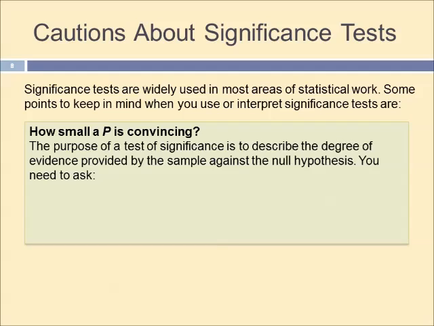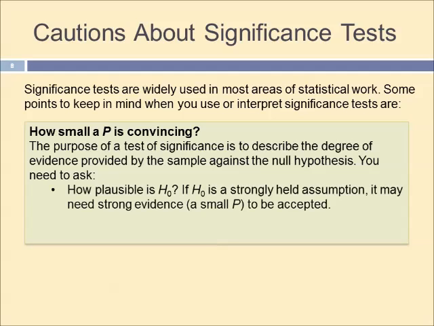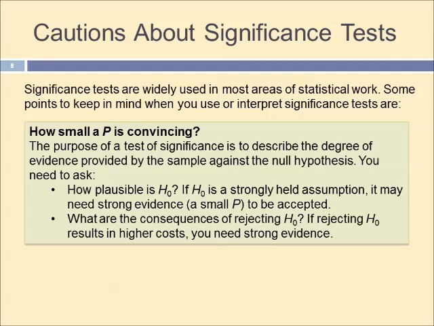The purpose of a test of significance is to describe the degree of evidence provided by the sample against the null hypothesis. So, we need to ask, how plausible is the null hypothesis? If the null hypothesis is a strongly held assumption, it may need strong evidence, a small p-value, in order to be rejected. So what are the consequences of rejecting a null hypothesis? If rejecting the null hypothesis, for example, results in higher costs, you're going to need stronger evidence.